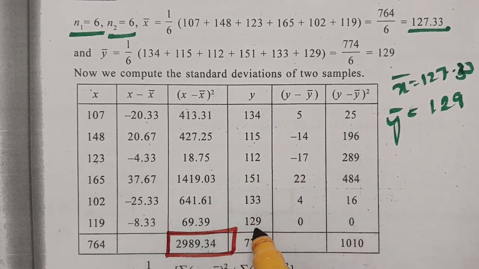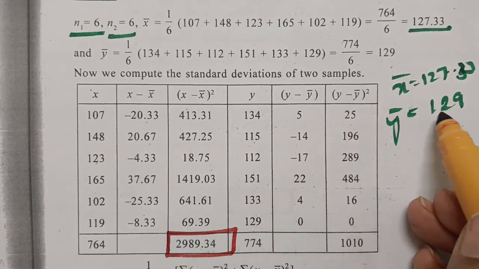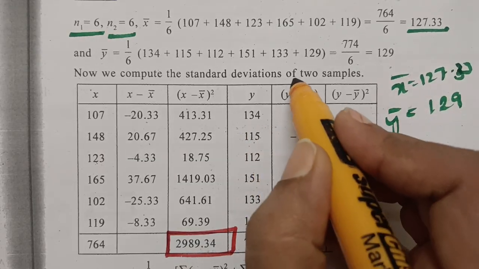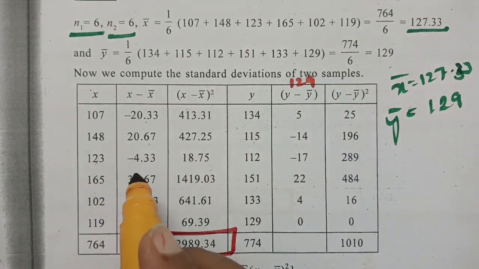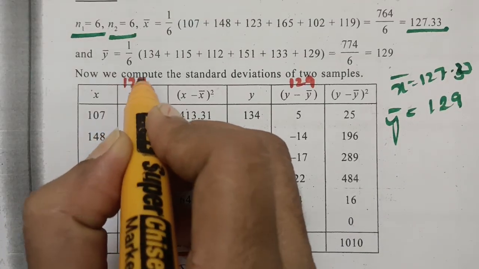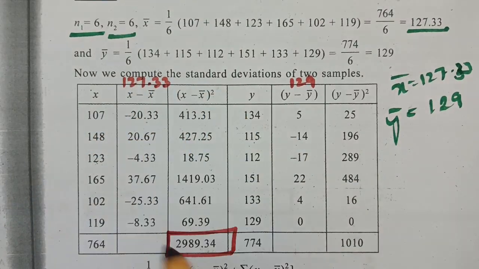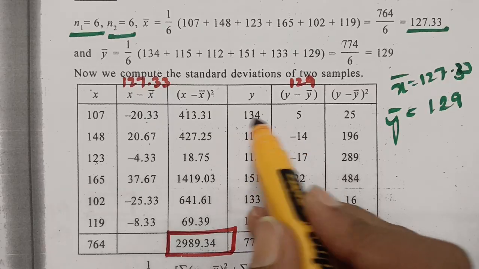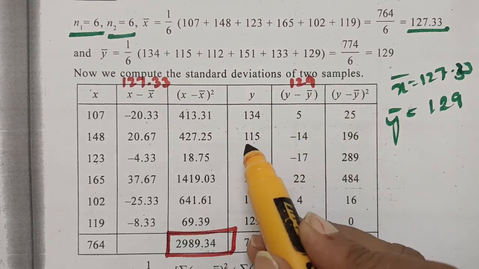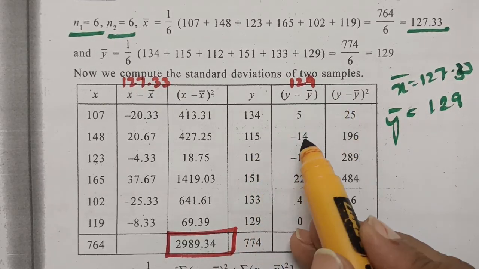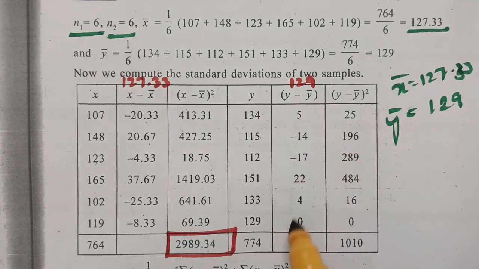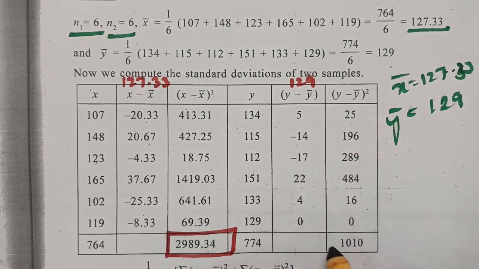So these are the y values from the question. So y bar here is 129. So we have to subtract 129 from each and every value here. So this is 134 minus 129 is 5. 115 minus 129 is minus 14. So like that we have to make the subtraction and then make the squares.